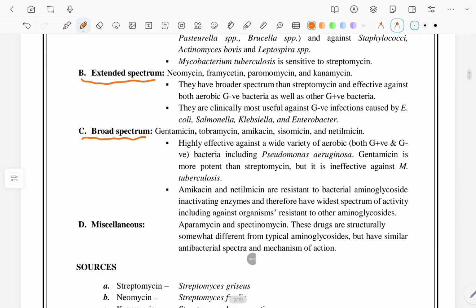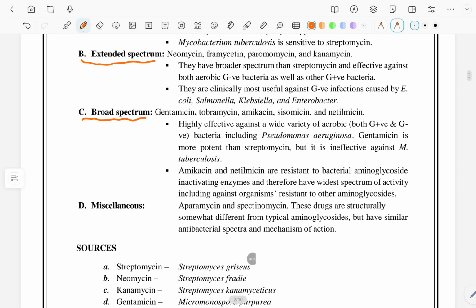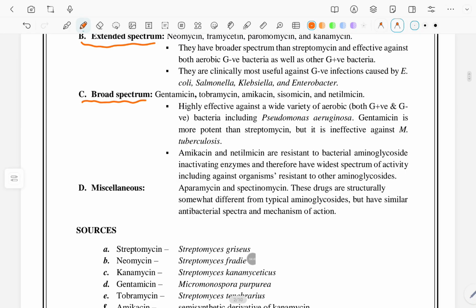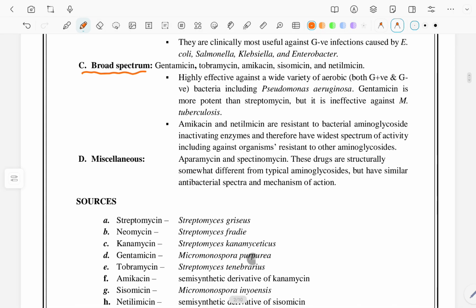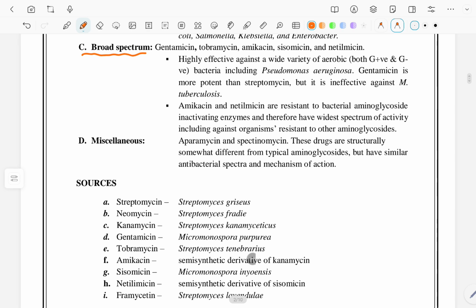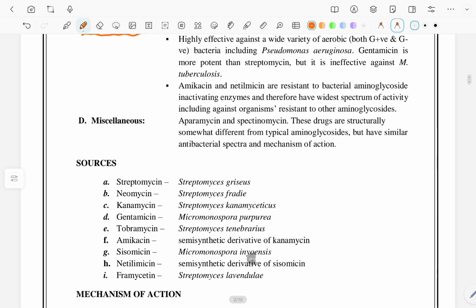Broad spectrum: gentamicin, tobramycin, amikacin, sisomycin, and netilmicin. Highly effective against a wide variety of aerobic, both gram-positive and gram-negative bacteria, including Pseudomonas aeruginosa. Gentamicin is more potent than streptomycin, but it is ineffective against Mycobacterium tuberculosis. Amikacin and netilmicin are resistant to bacterial aminoglycoside-inactivating enzymes and therefore have the widest spectrum of activity, including against organisms resistant to other aminoglycosides.